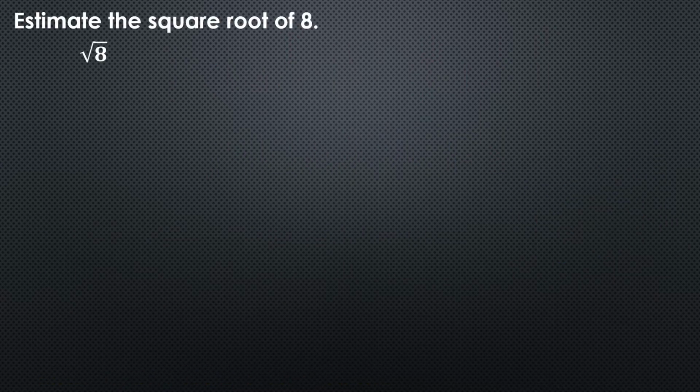First example: estimate the square root of 8. We know that the square root of 8 is between the square root of 4 and the square root of 9. 4 and 9 are perfect squares. The square root of 4 is 2 and the square root of 9 is 3. Therefore, the square root of 8 is between 2 and 3. It is a decimal number greater than 2 but less than 3.